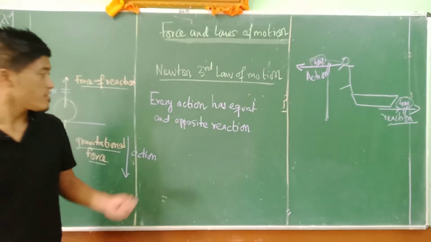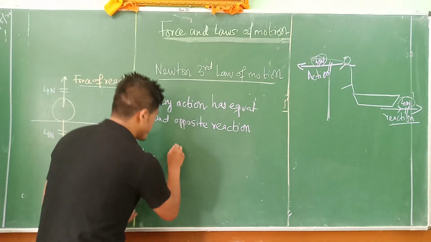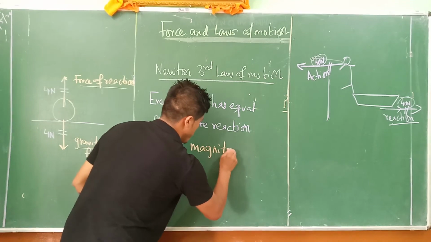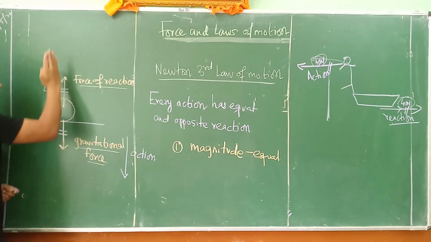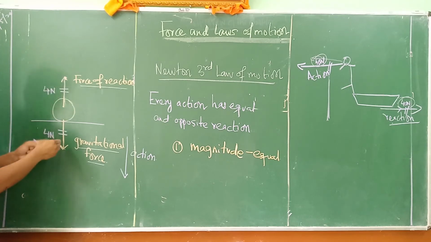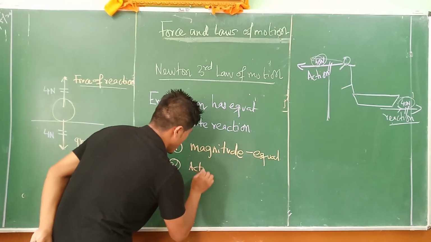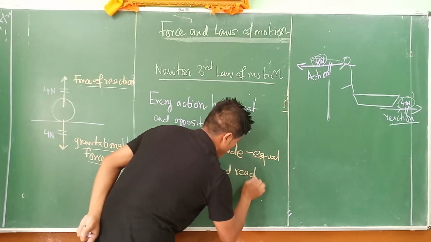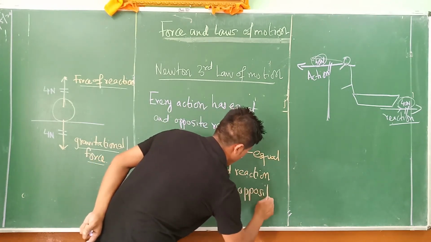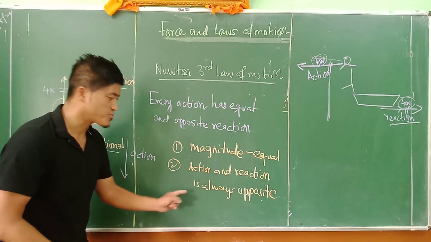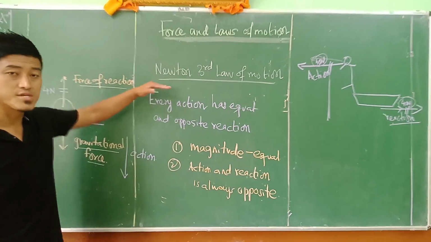Okay, so generally when we talk about Newton's third law, there are two things that are important for you to keep in mind. Number one is magnitude, and this magnitude should be equal. If this is 4 Newton, that should be 4 Newton. If this is 5 Newton, that is 5 Newton. And the second one is that action and reaction are always opposite by nature. So if you keep these two points in mind, you have somehow understood Newton's third law of motion.